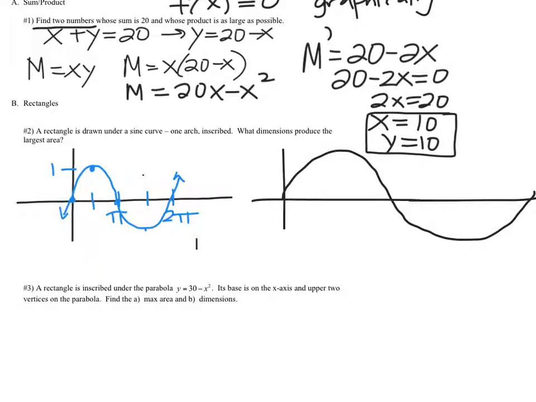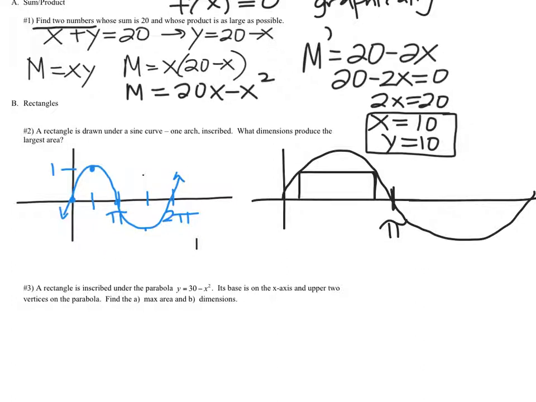So here's my rectangle. I'm going to draw any rectangle I can, that's going to be the one with the largest area, okay? But it's really important to know that that first tick mark is pi, because you're going to need that. Okay, now let's go ahead. What we need to do is find the dimensions that produce the largest area.